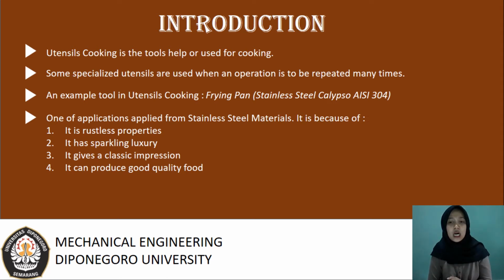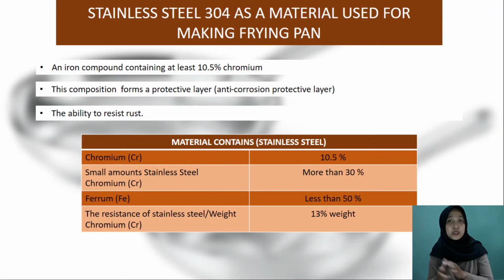So, continuing our discussion, in the next slide let us first learn why producers in manufacturing companies always use stainless steel for cooking utensils. As we know, stainless steel has rustless properties, and it has a sparkling luxury that gives a classic impression, and it is the best material used. In terms of maintenance, stainless steel is also easy to clean because it has an even texture, it is not porous, and it is very strong.